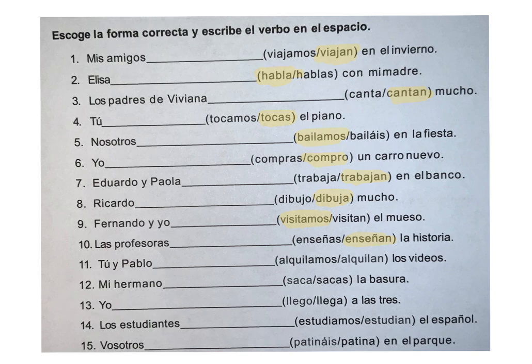Tú y Pablo. Yes. All right. Mi hermano. Yes, it's just she, right? She, or he, rather, my brother. Yo, what's the next one? Llego. Is that one you have to know? Yes, arrive. Los estudiantes. Estudian. And vosotros. We. They, or you, rather. Nice. All right.